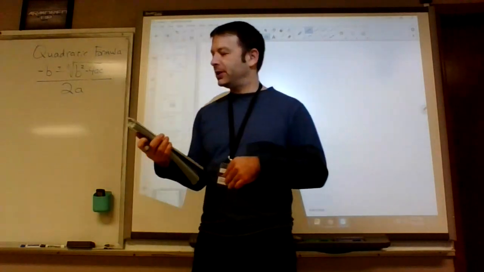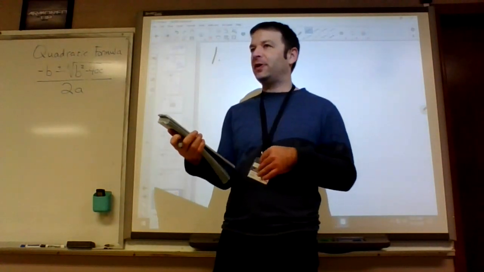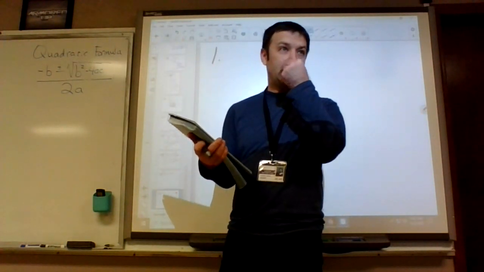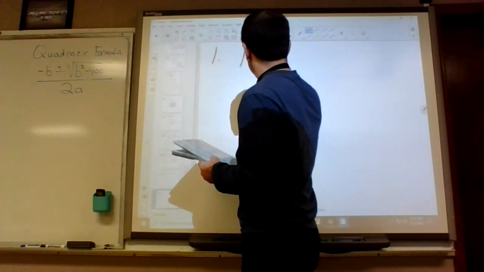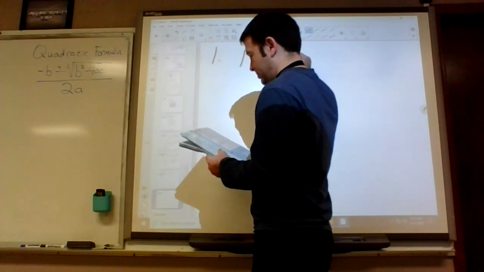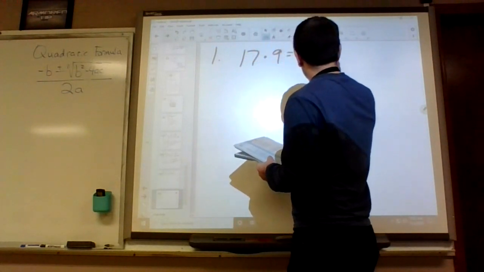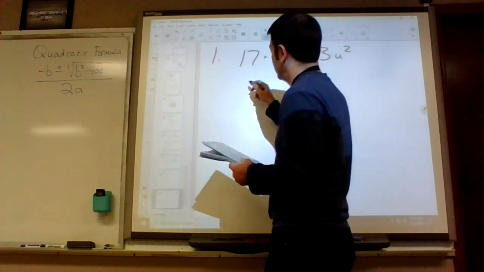Number one, rectangle, base 17, height 9. How do we find the area of a rectangle? Base times height. 17 times 9 is 153 units squared.